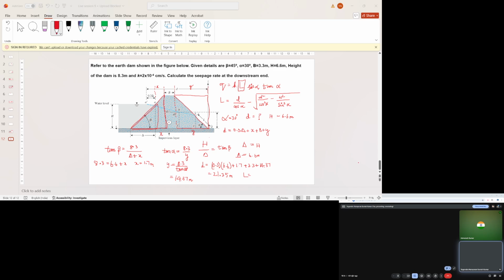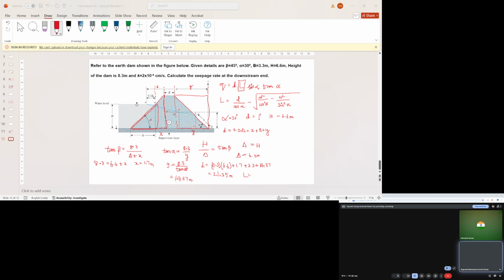Are you getting the feel of how much water is getting wasted? Are you able to imagine the amount of water that is getting wasted per day due to this earthen dam construction? All right. So any doubts? Yes, sir.